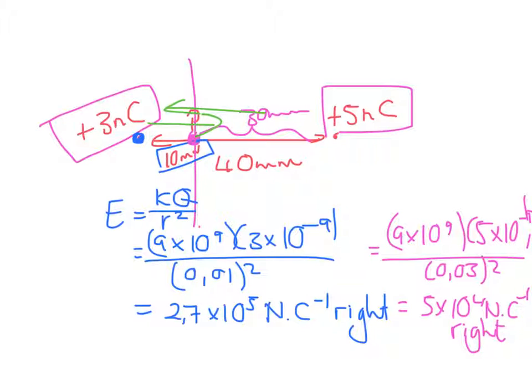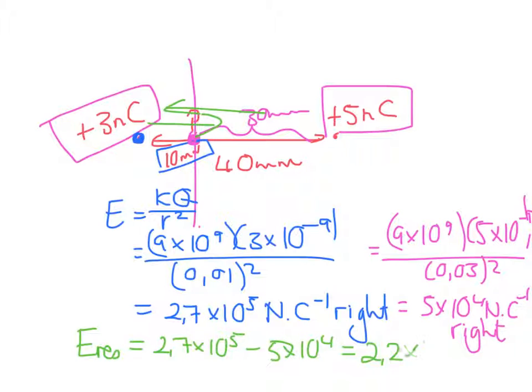So how am I going to get the resultant electric field? I'm going to go big minus small, so it's going to be 2,7 times 10 to the power of 5 minus 5 times 10 to the power of 4, and I get an answer of 2,2 times 10 to the power of 5. And which one's winning? The one actually towards the right. Sorry, this is not to the right. This is away from the positive. It's to the left. So the winner is to the right.